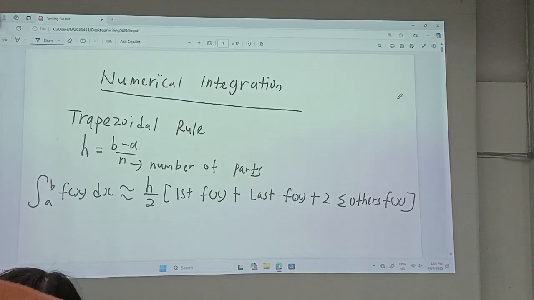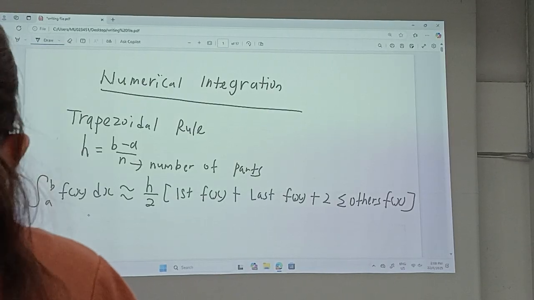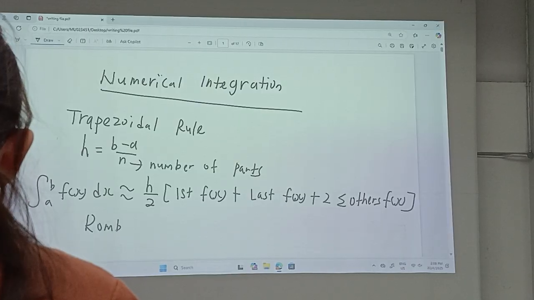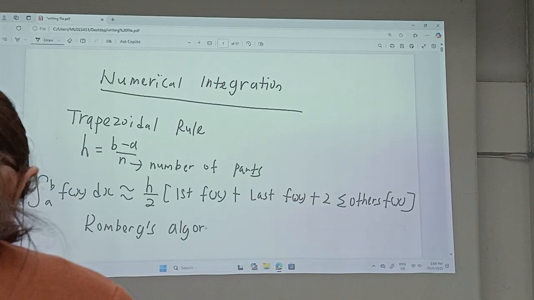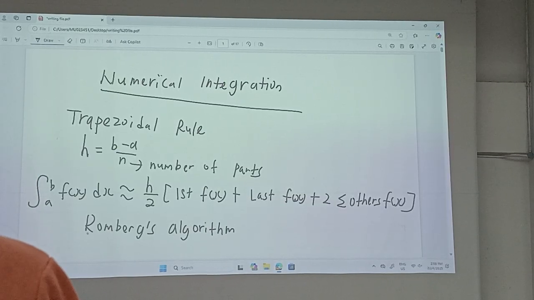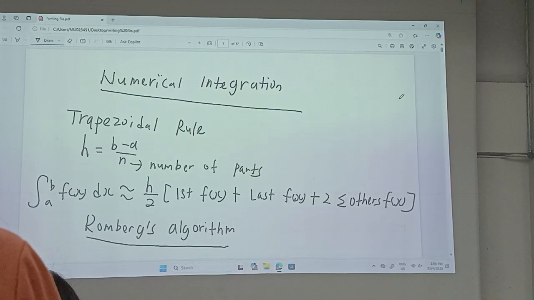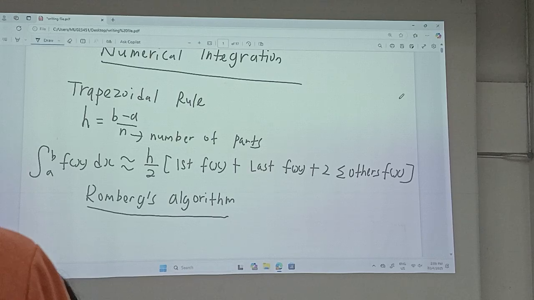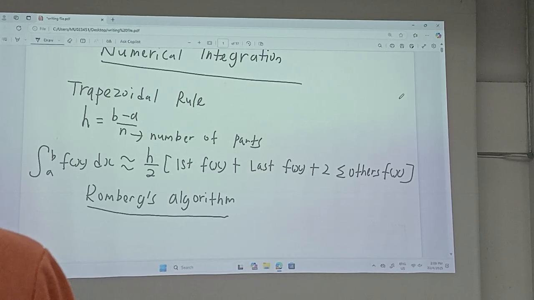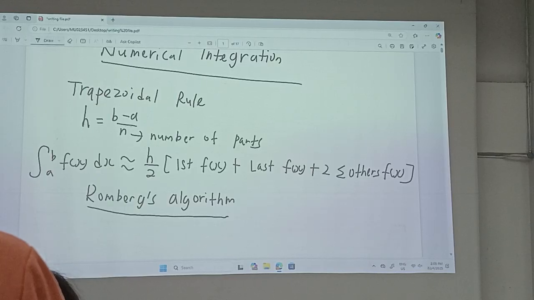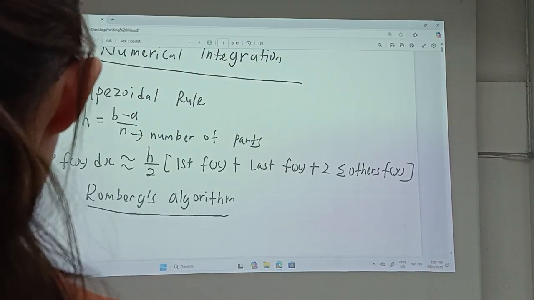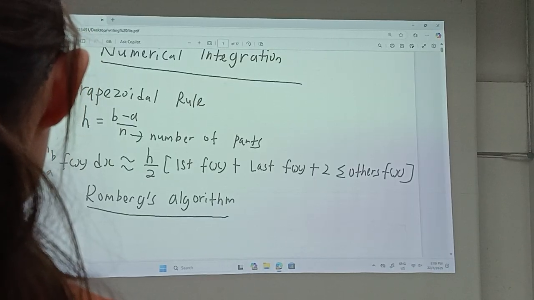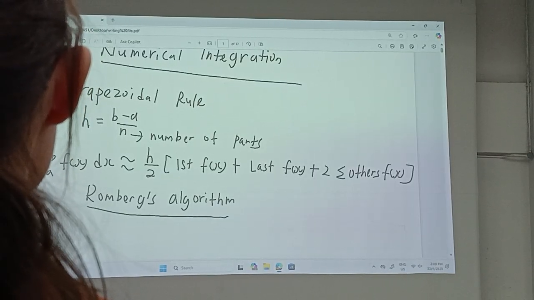So for today, we are going to the last method of numerical integration. The last one is the Romberg algorithm, or Romberg integration. Okay, so this Romberg algorithm basically is the improvement of the trapezoidal rule. So what does improvement mean? It means trying to reduce the error from the trapezoidal rule and get a more accurate result.